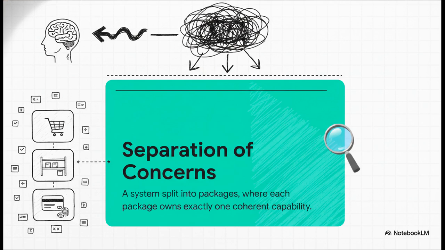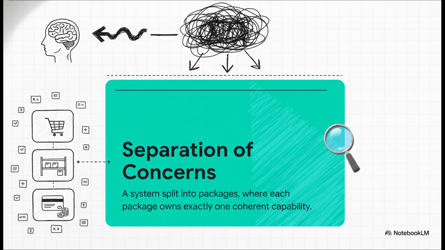So the foundation of controlling this chaos is a classic principle: separation of concerns. In our context, this means splitting your system into packages, where each package owns exactly one coherent capability. Now, the key here is that a package shouldn't just be some random folder of loosely related classes. No, it needs to represent a highly specific responsibility. We're talking orders, inventory, or payments.